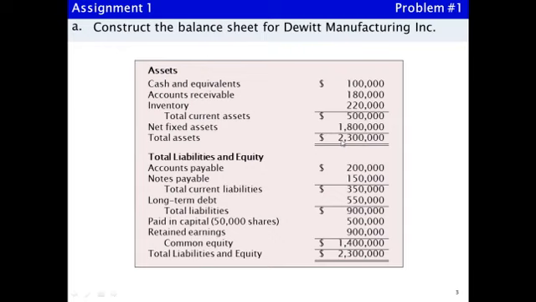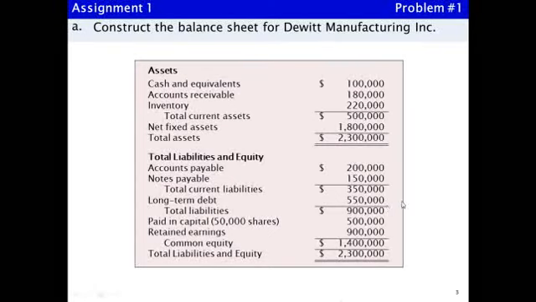Okay, now we need to make sure when we do the liabilities and equity that we get total liabilities and total equity of $2.3 million. So we need to check that at the end. We start with current liabilities. Well, we were given two current liabilities, accounts payable and notes payable, and they sum to $350,000. We then add the long-term liabilities, which is long-term debt, $550,000, and we get total liabilities of $900,000.